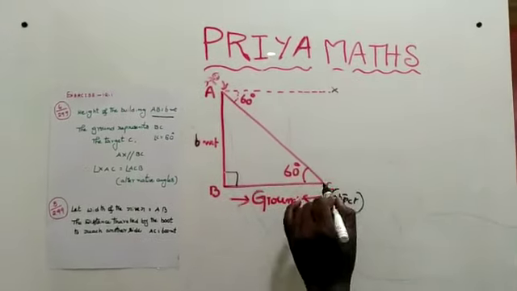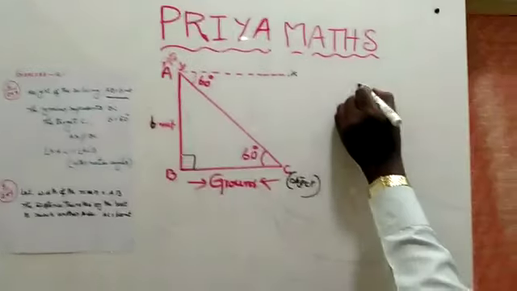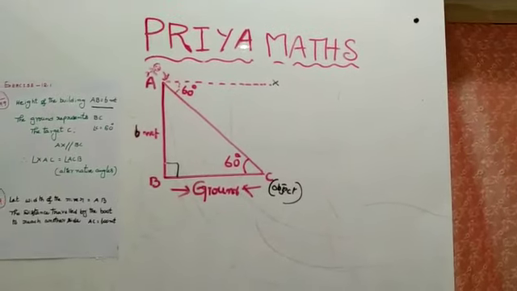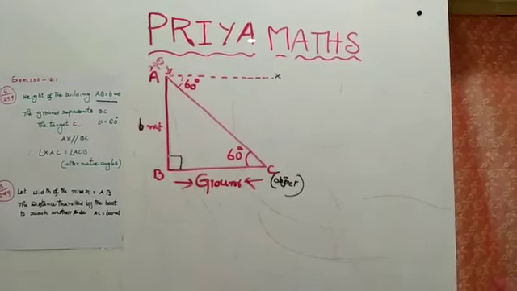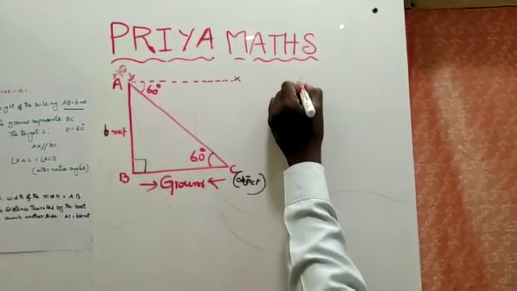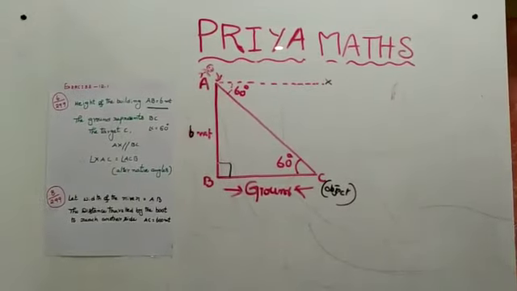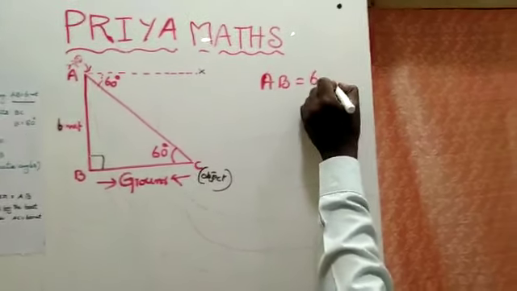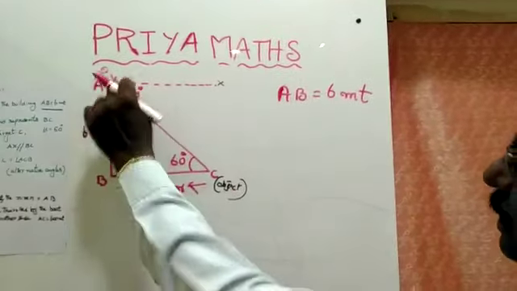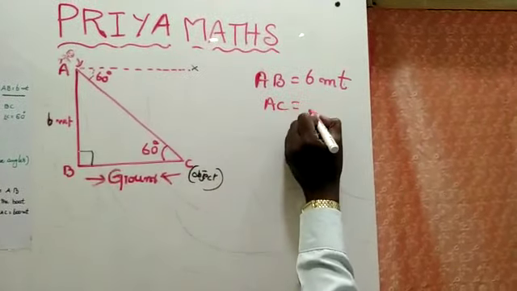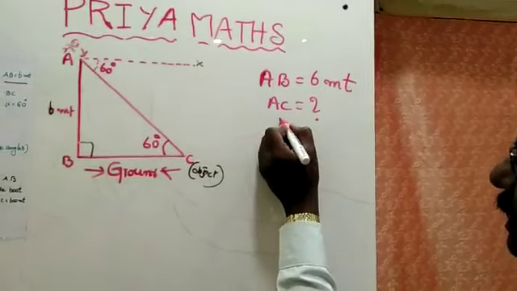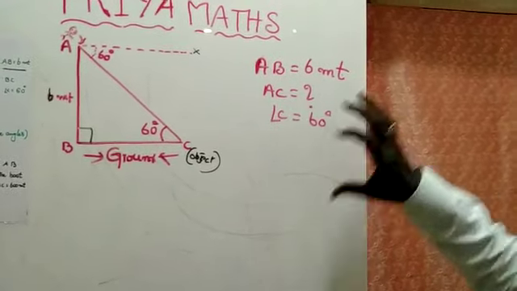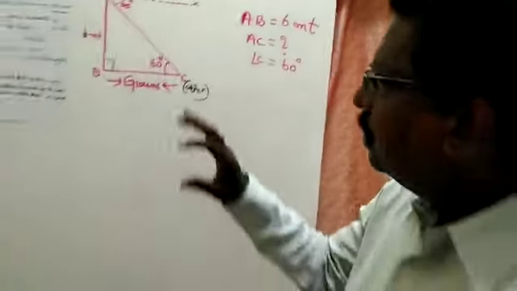You need AC. Already here AB, I am writing here AB is equal to the given 6 meters, and AC you will find, AC question mark, and angle C is equal to 60 degrees. So these two you have to remember here.